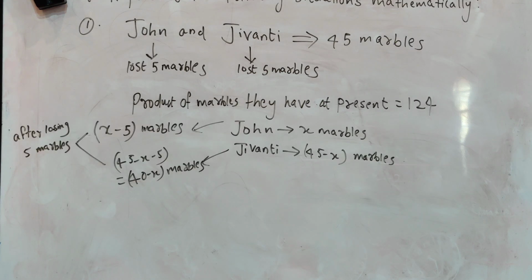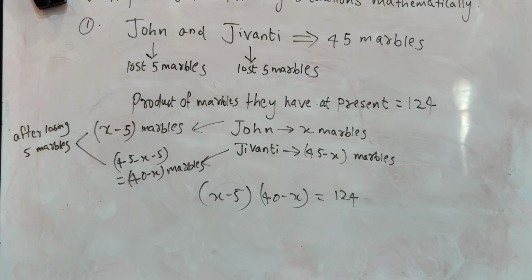Let us see. John has, suppose, x marbles, then Jeevanti will have 45 minus x marbles. Why? Because both of them together have 45 marbles. So if one of them has x marbles, then the other will have 45 minus x marbles. Now both of them lost 5 marbles each. John had x marbles, but he lost 5 marbles, so it will now be x minus 5 marbles. Similarly, Jeevanti had 45 minus x marbles, but she also lost 5 marbles. So it will be 45 minus x minus 5, which is 40 minus x marbles. And it is given that the product of the marbles they have at present is equal to 124, which can be represented as x minus 5 into 40 minus x equal to 124.